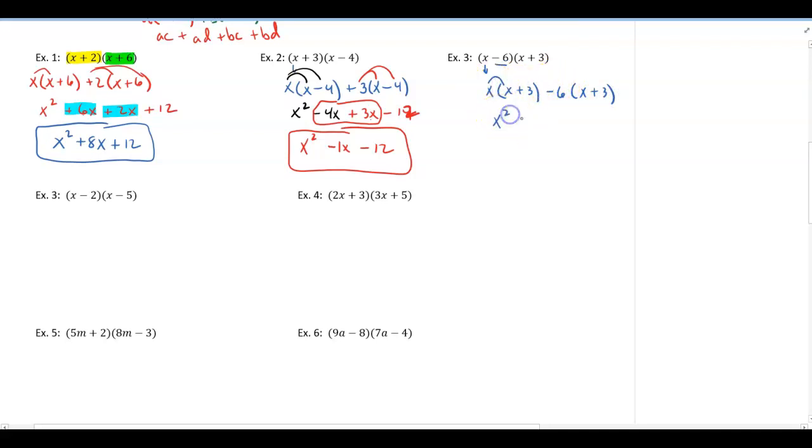x times x is x squared. X times 3 is 3x. But now I'm distributing a negative 6. Negative 6 times x is minus 6x. Negative 6 times 3 is minus 18. And when I go to combine like terms in the middle, I'm left with x squared minus 3x minus 18.